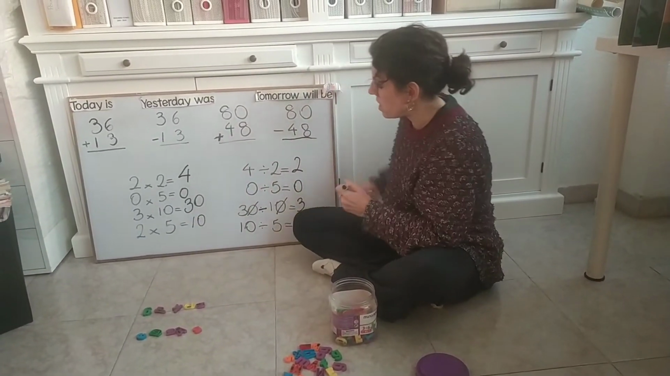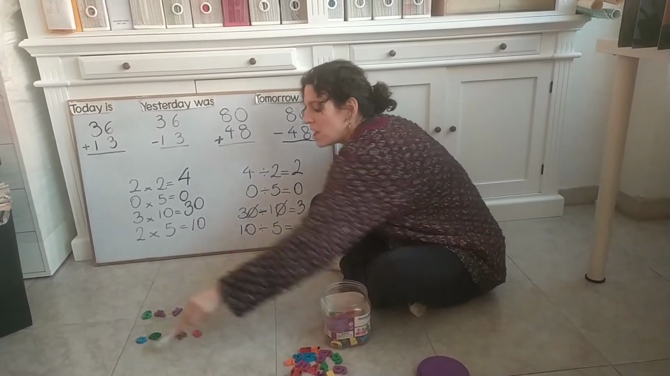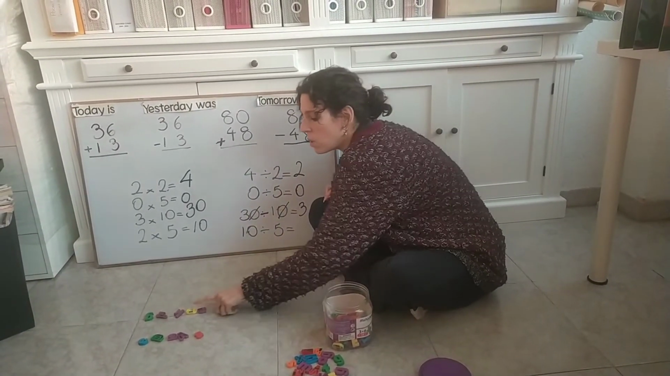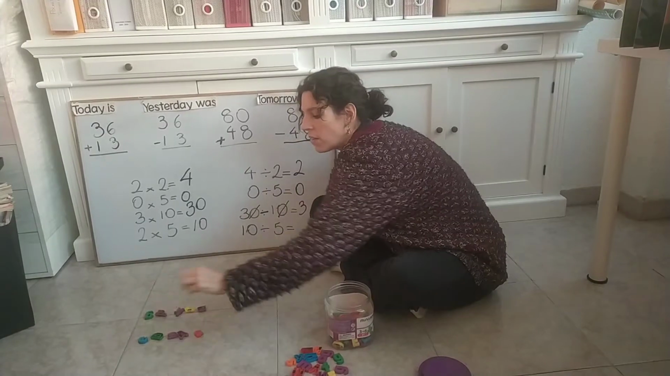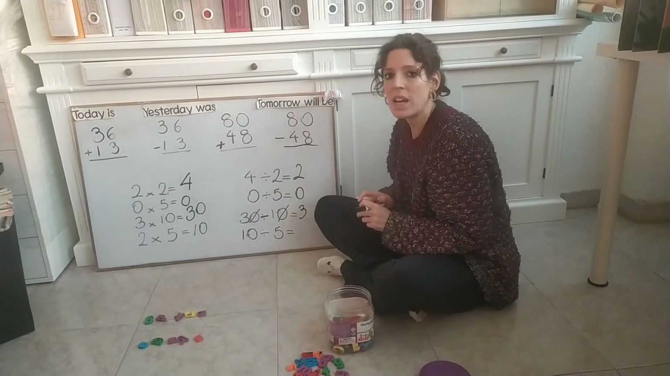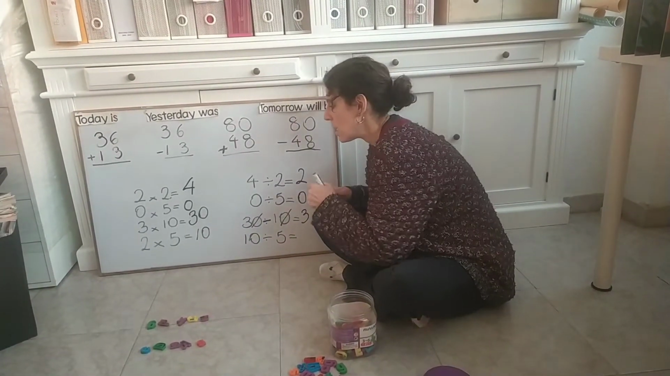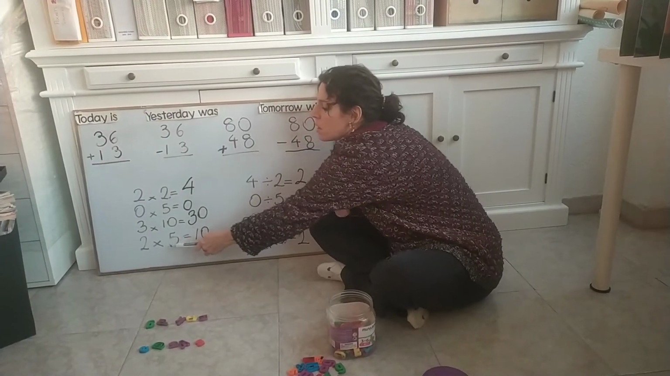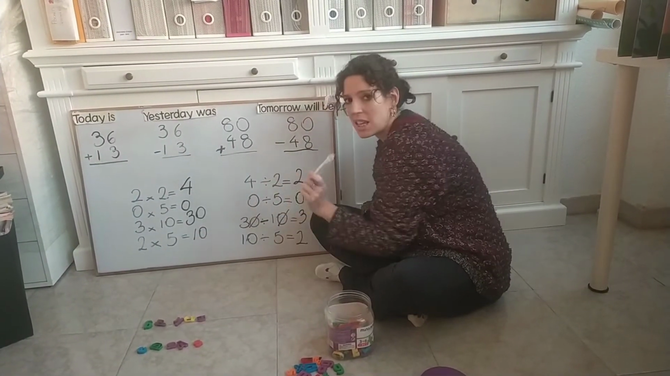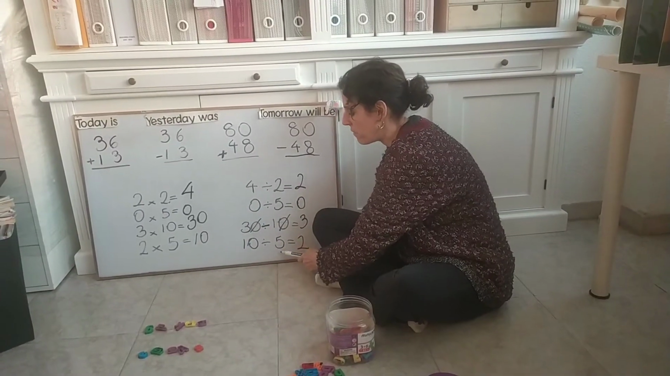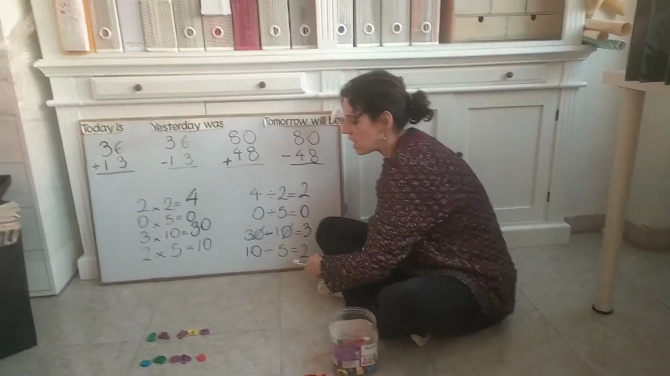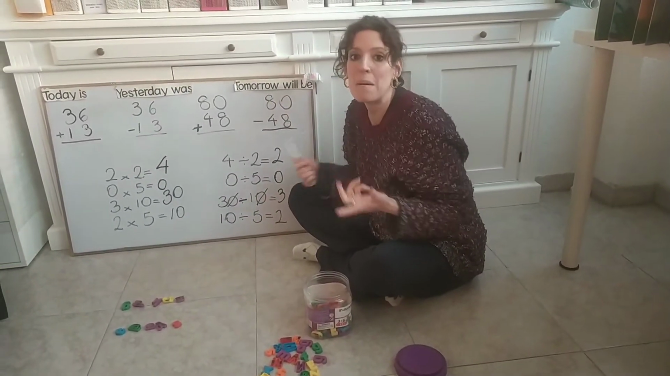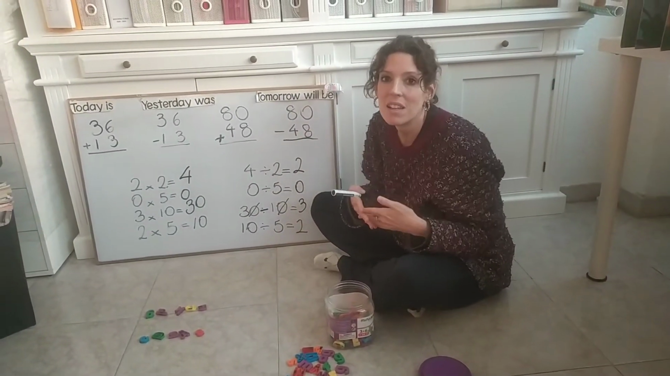Let's take it over to the other side. If I've got 10, and I need to share it into 5s. 1, 2, 3, 4, 5. And then 1, 2, 3, 4, 5. How many groups do I have? 2. Can you see how this works? 2 times 5 is 10. And on this side, 10 divided by 5 is 2. So really, the multiplication and the division are related. They are family members. They go together.